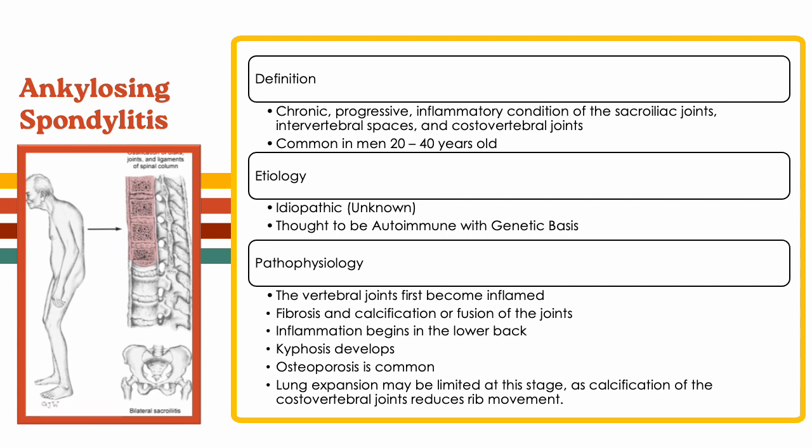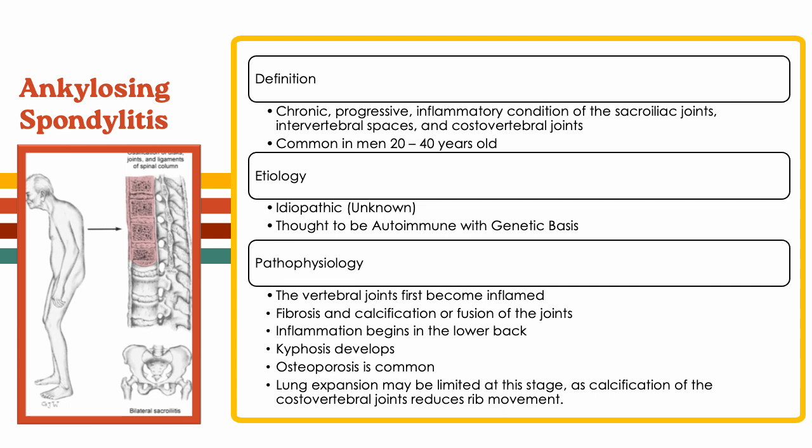As far as pathophysiology, you have the vertebral joints that become inflamed. You get fibrosis and calcification or fusion of the joints. Inflammation then begins in the lower back. You do get this kyphosis or the hunchback look. And then you have osteoporosis that's also common.